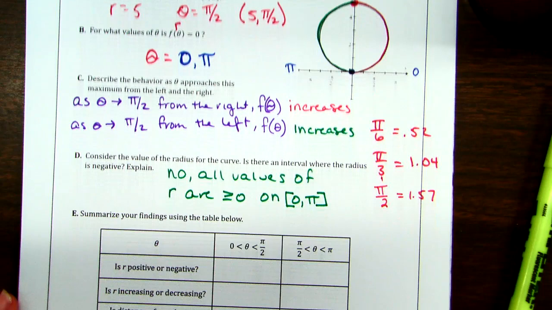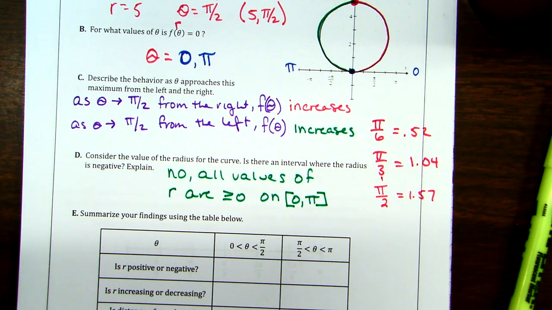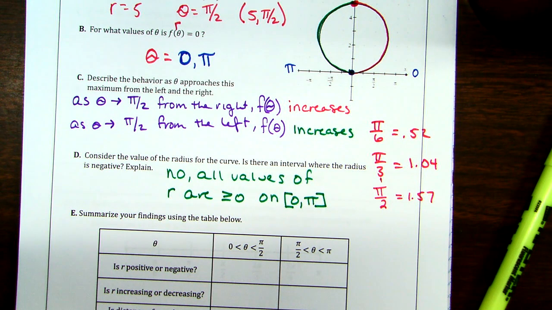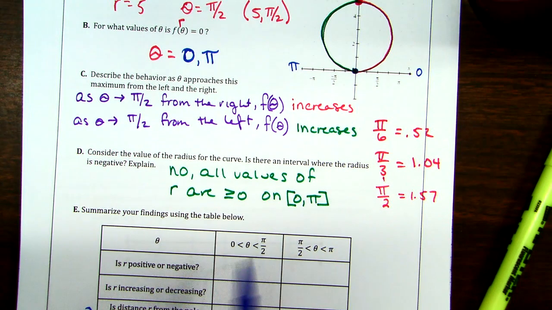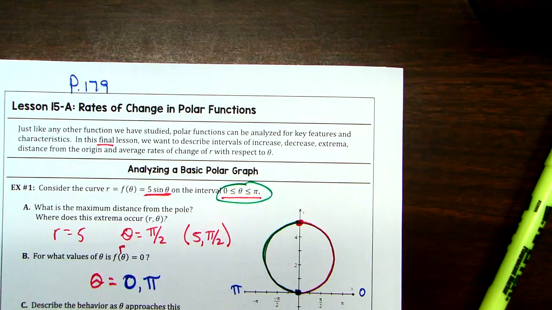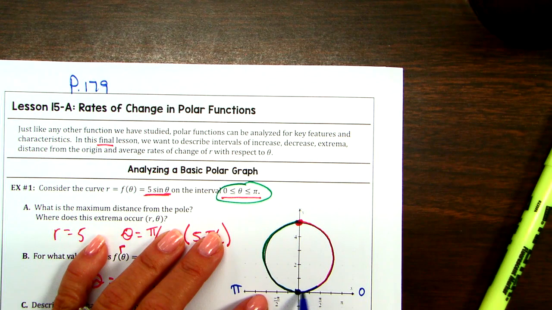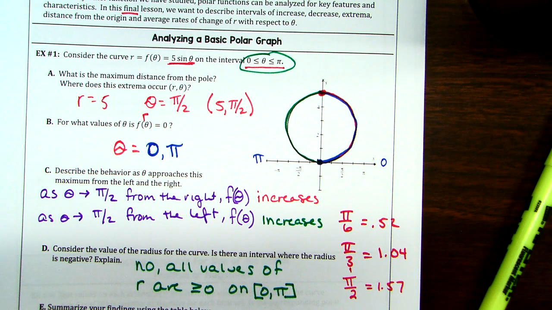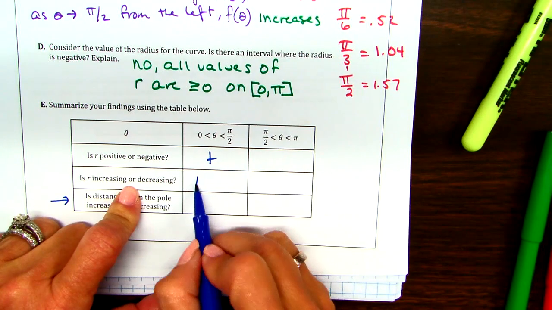All right, so let's talk about this table. Let's do from 0 to pi over 2. Some of this is a repeat. The first two are repeat questions. We're just going to talk about them again. And then the third one is what we're going to go into a lot deeper tomorrow. So let's just talk about from 0 to pi over 2. We're talking about this right here. What's happening? Is R positive or negative? Positive, right? They're all positive. We just talked about that. Is R increasing or decreasing? We already did that, right? We said it was increasing.